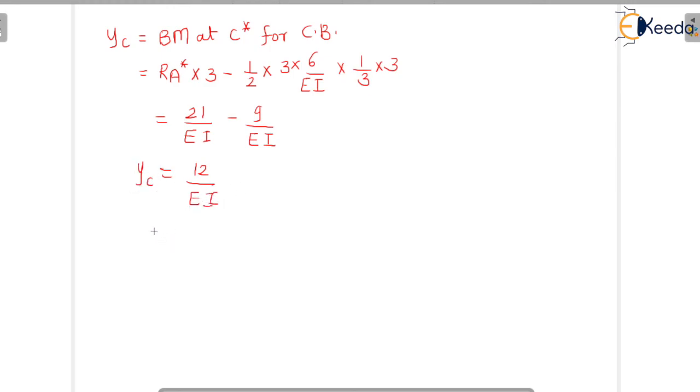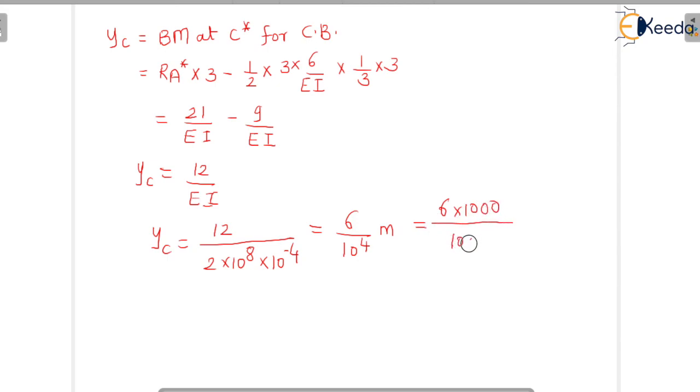So when you substitute EI value, we get 12 divided by 2 into 10 power 8 into 10 power minus 4, 6 by 10 power 4, that is in meter. Let us write it in millimeter. This is meter, so we are converting it into millimeter. So 0.6 millimeter is the deflection.